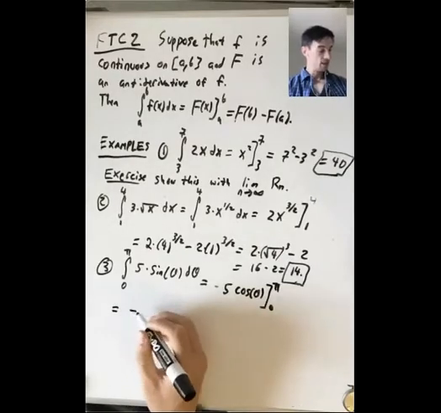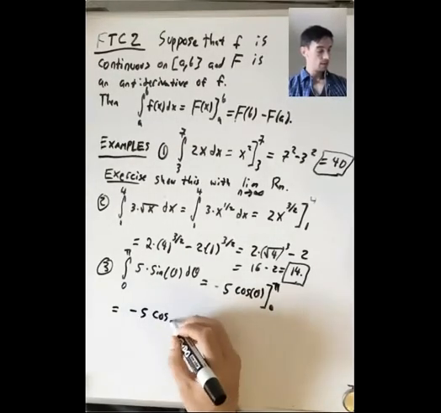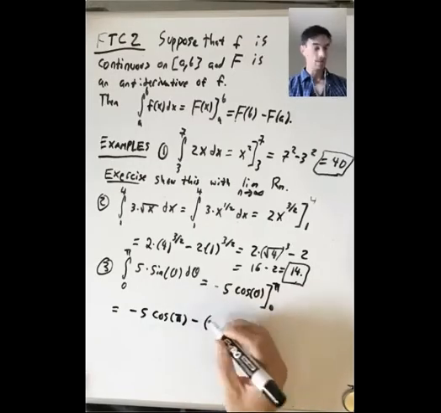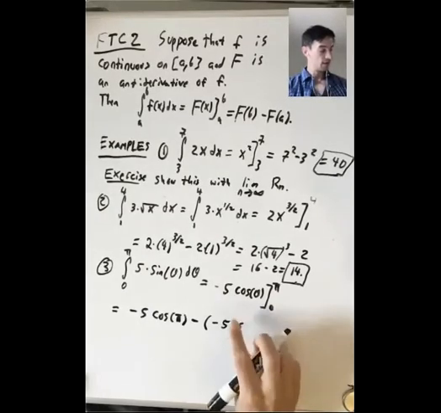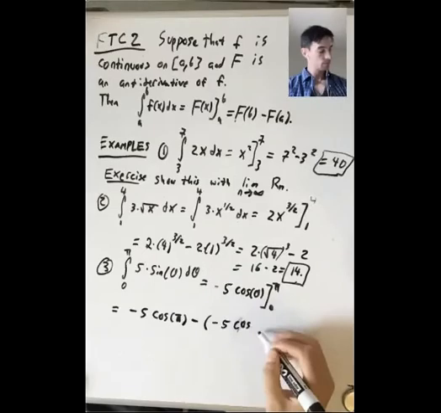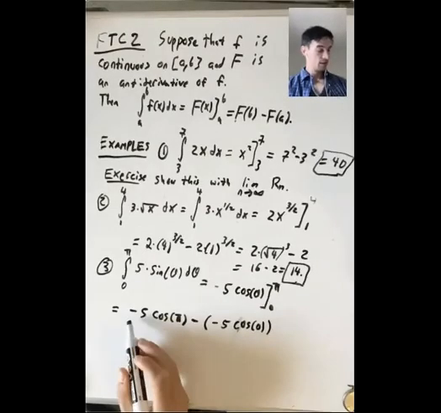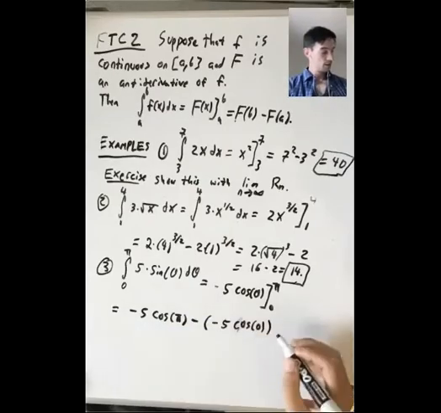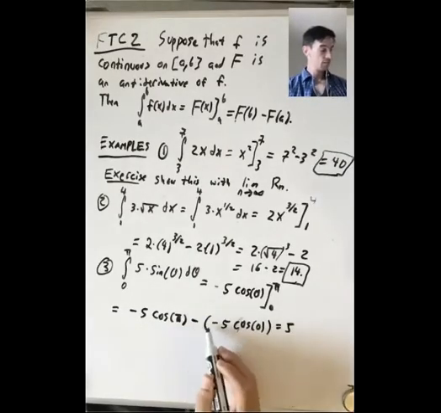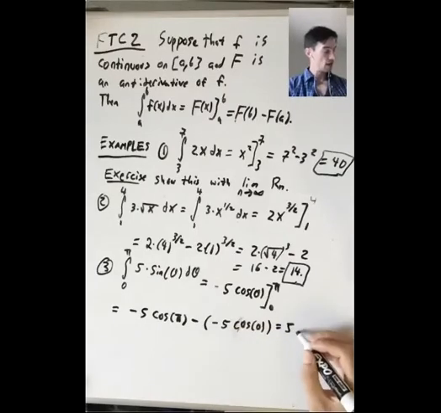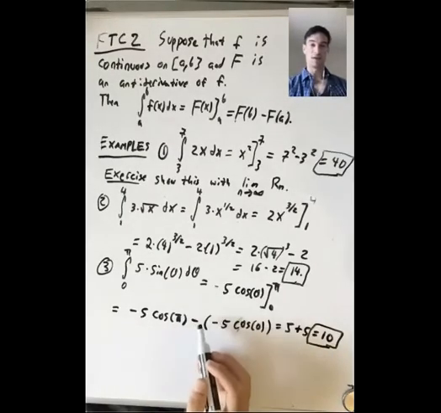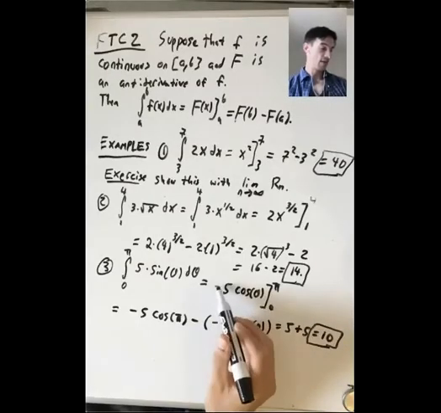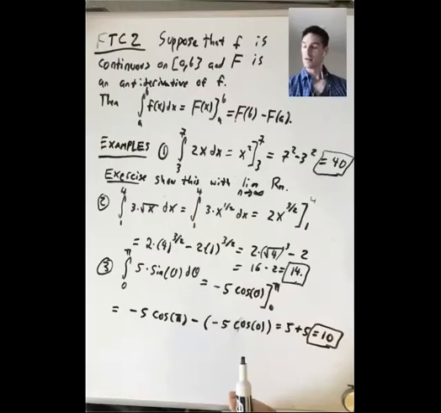So we get negative 5 cosine pi minus, and we have to be careful with parentheses, negative 5 cosine of 0. This is negative 5 times negative 1. So this is 5 minus negative 5 cosine 0. 5 plus 5, which is 10. Okay, so the tricky thing here is just being careful with the parentheses because we have a negative in our antiderivative.